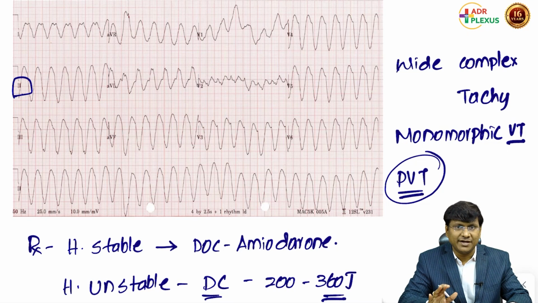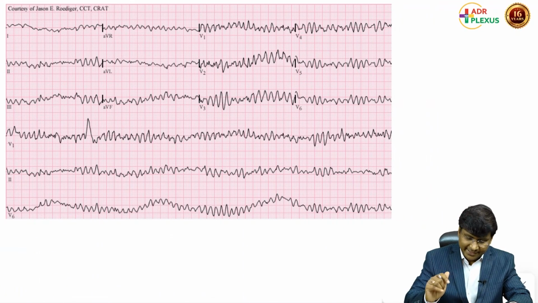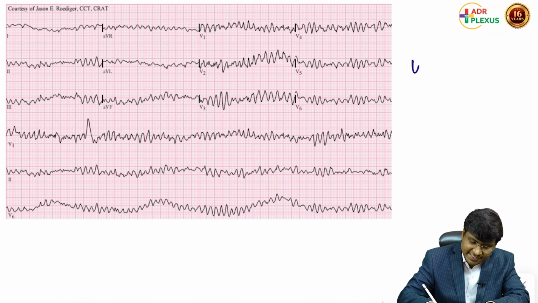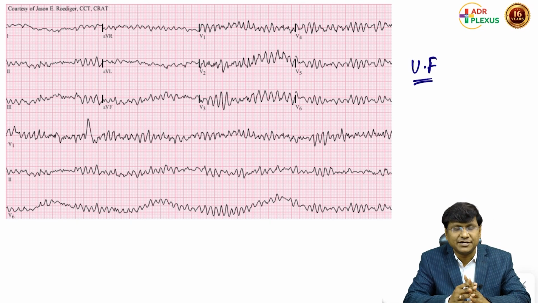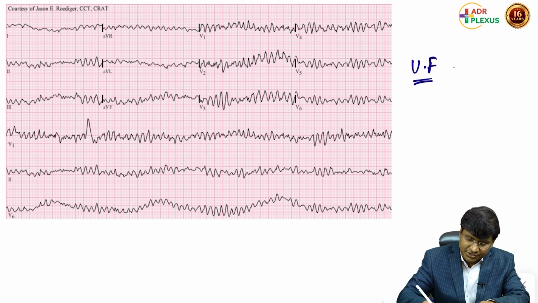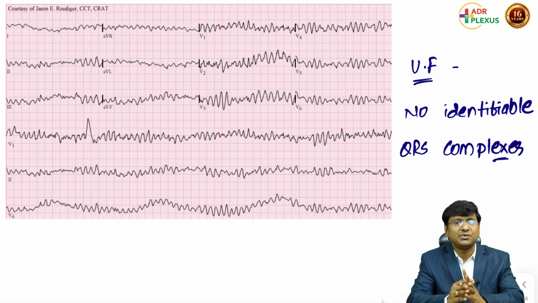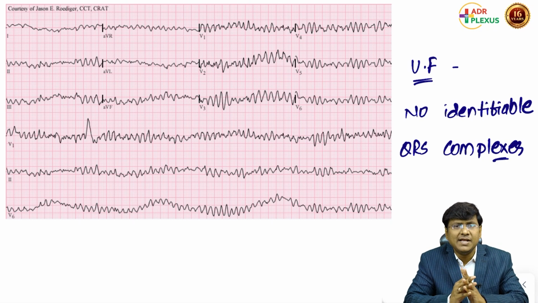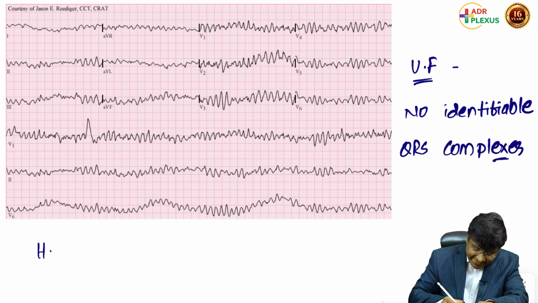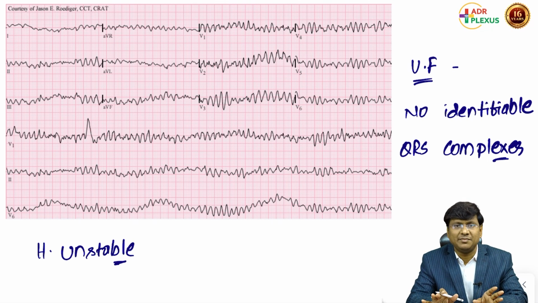Now this was about the ECG related to ventricular tachycardia. Then you take this ECG, which is also a wide complex tachycardia, and this is the ECG of ventricular fibrillation. How will you identify ventricular fibrillation? In ventricular fibrillation, there are no identifiable QRS complexes. That is what you will observe. And these patients with ventricular fibrillation are always hemodynamically unstable.